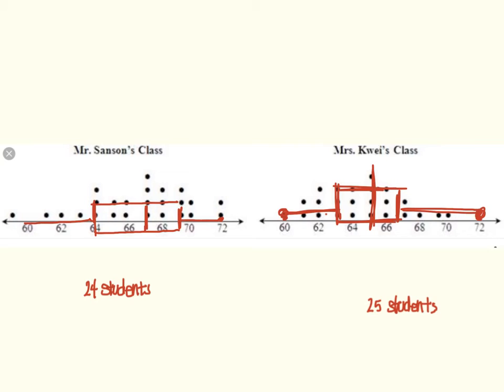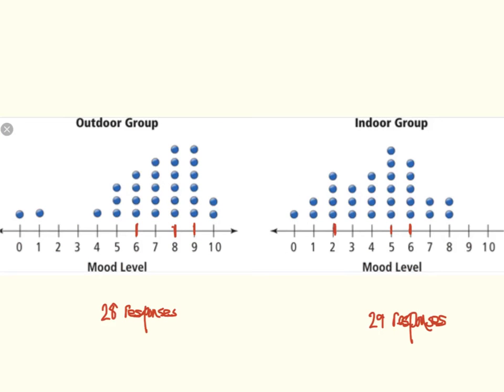So Mrs. Kwai's class did better than Mr. Sanson's class, but not that much better. Let's look at the next one, which is not students. This, well, maybe it is. Or it's somebody that they wanted to know, did they have a better mood if they're outdoors or indoors? And I had a slightly different number of responses in each.